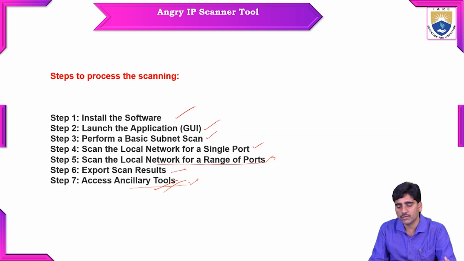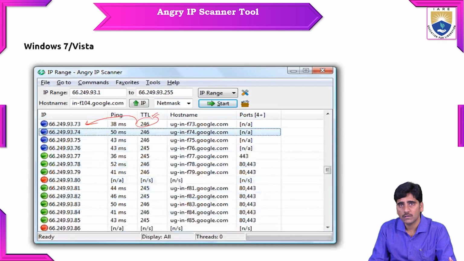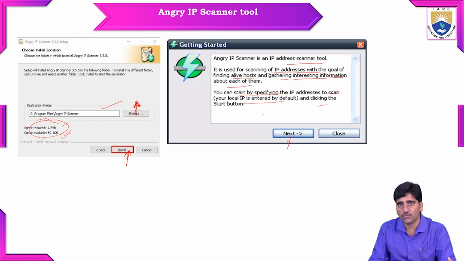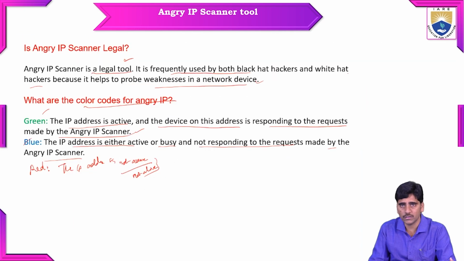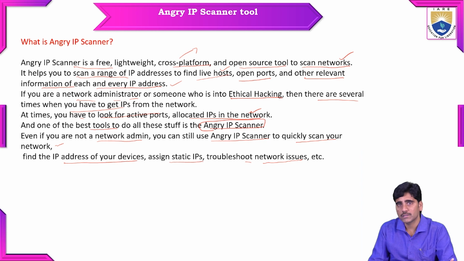Once again, we revise the topics which we discussed in this session. Here we understood what is meant by the Angry IP Scanner tool. It is a free, lightweight, cross-platform and open source tool for scanning networks, and it identifies a range of IP addresses, performing scanning, finding the live hosts, finding the open ports, and other relevant information of every IP address. For all this, we have to install the Angry IP Scanner tool.